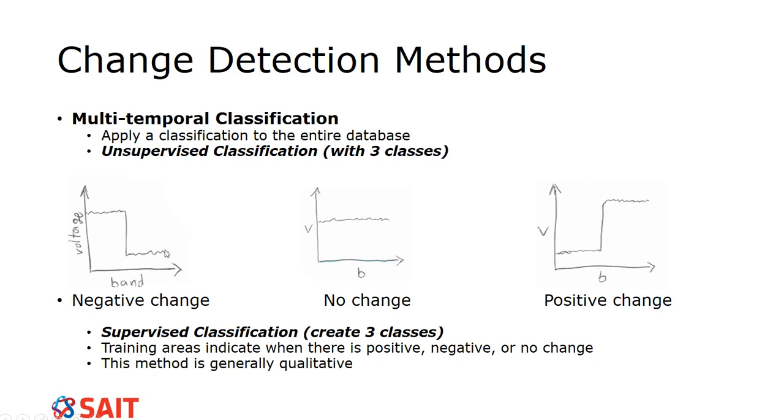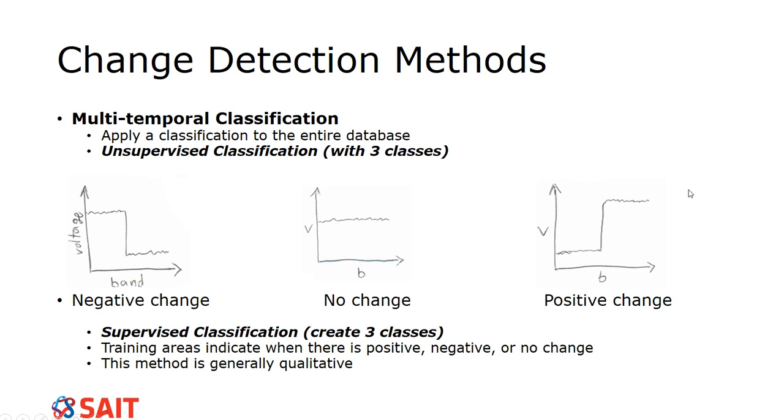It's going to say, look, this is different than this one, so this is now showing a negative change. It's looking at individual pixels to do this, so every pixel gets assigned one of these values. Then we have a no change, which means it's just straight across; it sees no difference between them. And then we have a positive change, which means that all the values have gone up.